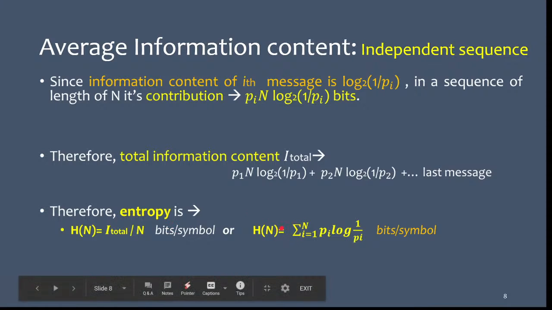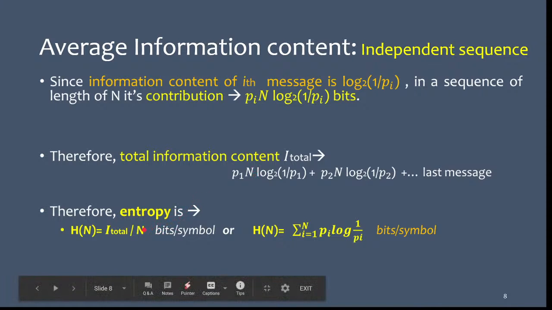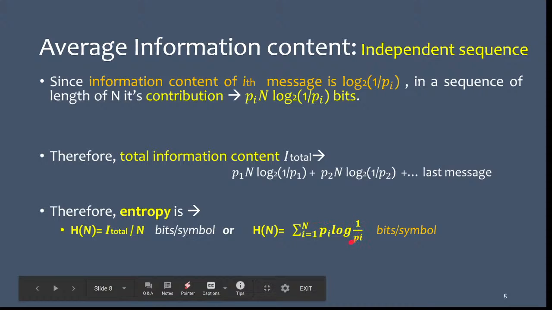So entropy is given by pi log 1 by pi, because in I total we have a common term n. So n in the denominator and n in the numerator cancel. We are finally left with p1 log 1 by p1, p2 log 1 by p2, and so on. That is nothing but the summation of all those terms, pi log 1 by pi, in bits per symbol. So this is the idea of entropy.